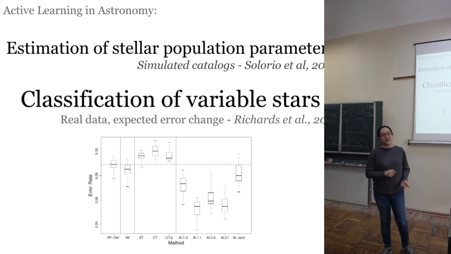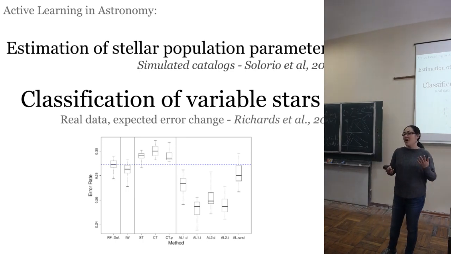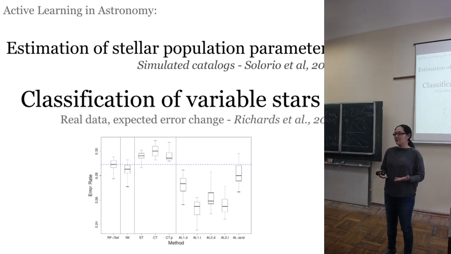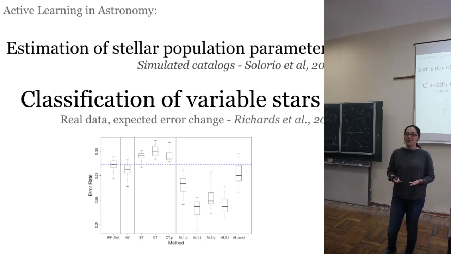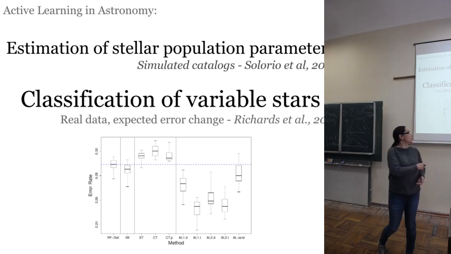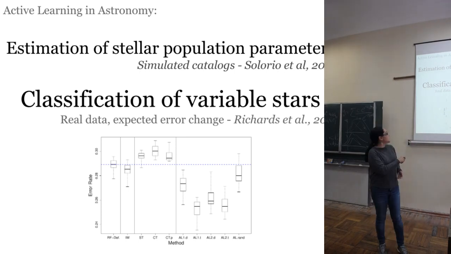Another possibility is classification of variable stars. In order to classify a variable star, you need a spectrum, and spectra are very expensive, and we know we can never have as many spectra as we need to classify all the photometry that we have. So this result shows the error rate. These are different classifiers, and these are the results for the same classifiers when you do the active learning update.